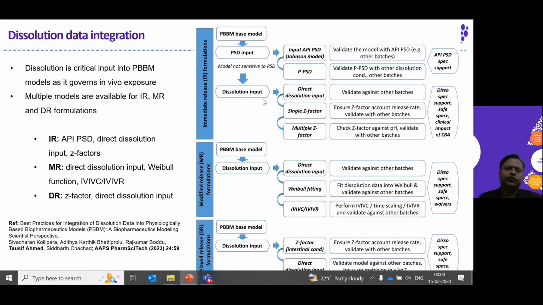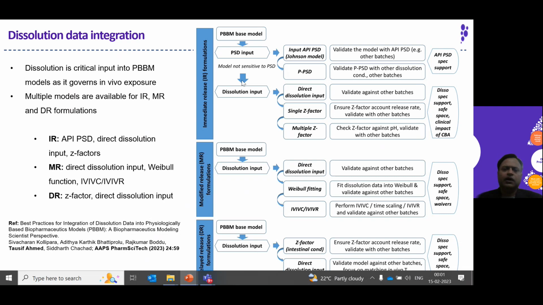Again, this slide talks about the dissolution data integration, which is a very important aspect from a modeling perspective. This is taken from our recent publication which came out just last month in AAPS PharmSciTech. We have divided the incorporation of the dissolution data basis the different dosage forms, like immediate release dosage forms, modified release formulations, and delayed release formulations.